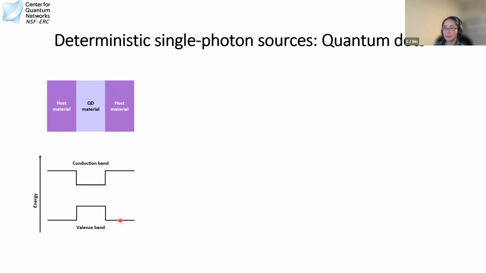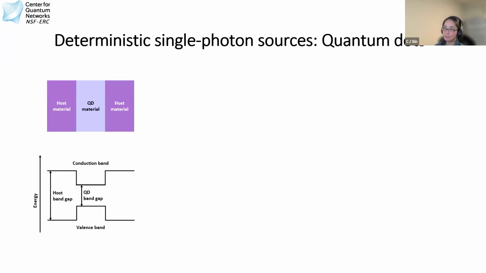So, different band gap. Very roughly, it doesn't take into account all sorts of effects, but you can think of the host material having some kind of band gap, and then right next to it is the quantum dot material, which has a different band gap. In this case, it's smaller.